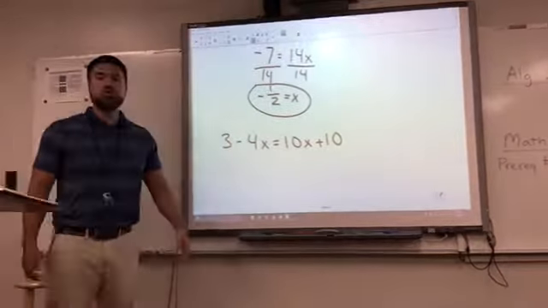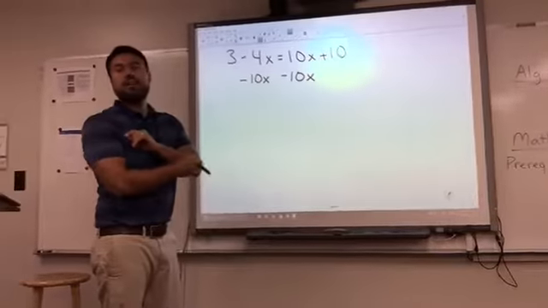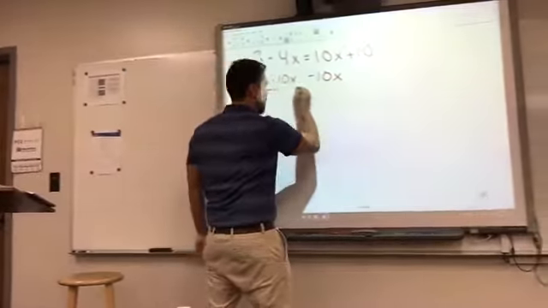Okay, so here's my second way. Remember how the first time I moved the variable to the right? What do you think I want to do the second time? Move the variable to the left. Okay, so this time I'm going to subtract 10x from both sides. Am I allowed to subtract the same thing from both sides? Yep, I am. So let's see what we're left with.